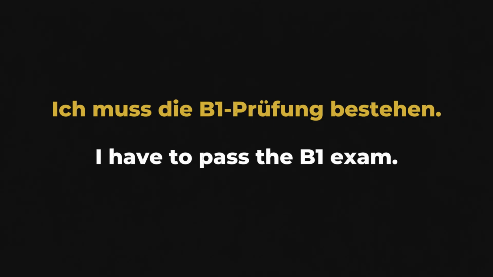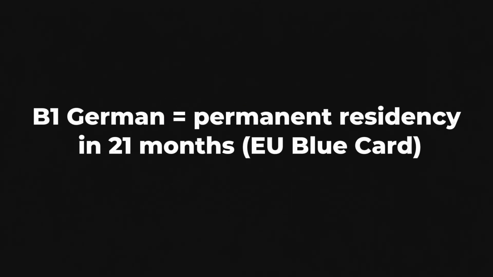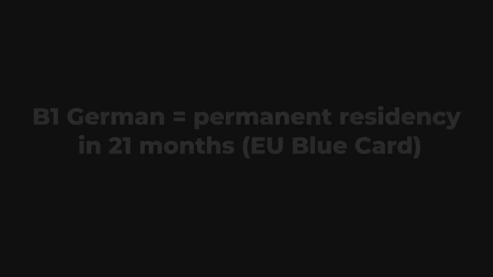Situation 2. Your language exam. "Ich muss die B1-Prüfung bestehen." I have to pass the B1 exam. Here's why this one matters beyond the grammar. If you're coming to Germany on an EU Blue Card, reaching B1 German cuts your wait time for permanent residency from 27 months down to 21 months. Six months faster, just from your language level. That's not a small detail, that's your life timeline.